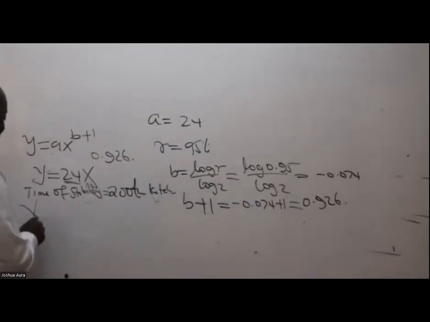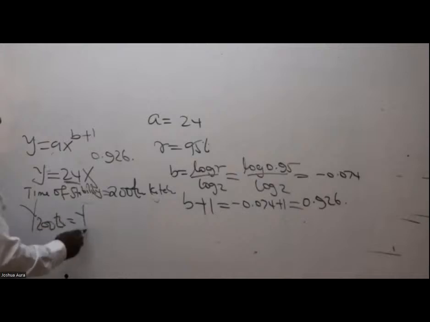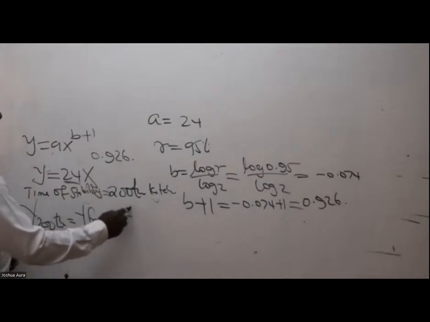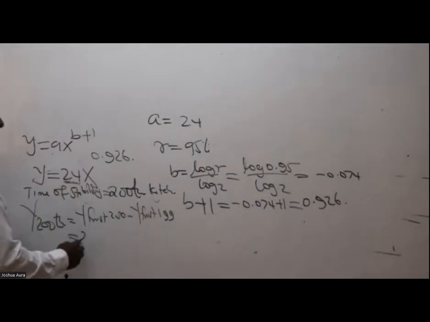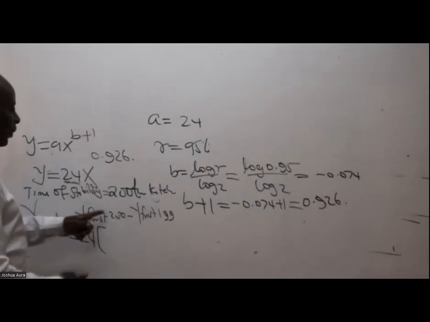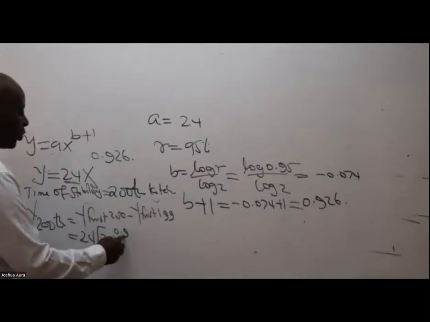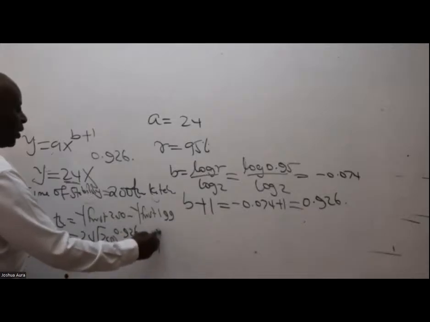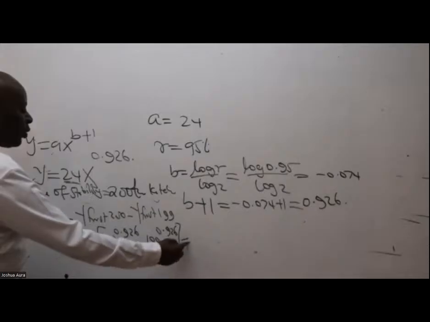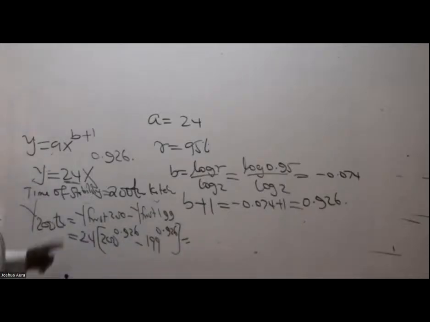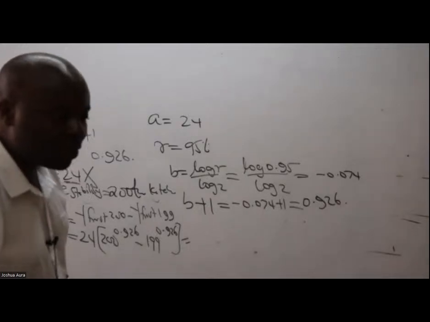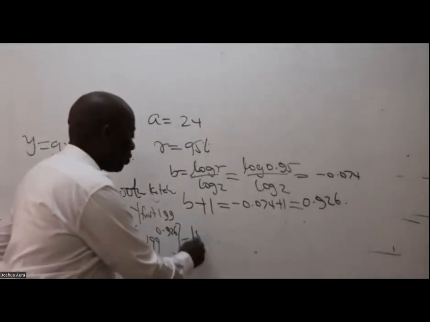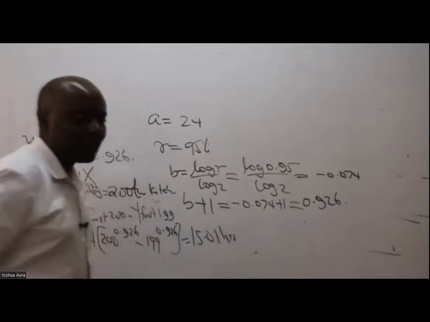So now I say here y 200th will be y first 200 minus y first 199. Let's put 24 outside. So say 24 into 200 raised to 0.926 minus 199 raised to 0.926. I'm sure you must have gotten this correctly. What did you get? 24 times, open brackets, 200 raised to this, minus 199 raised to that. They say it is 15.01 hours.